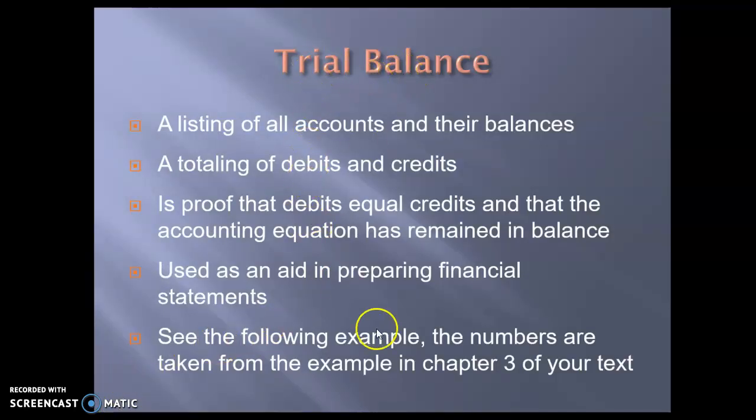So here's just a summary of what the trial balance is. It's a listing of all the accounts and their balances. It's a totaling of all the debit and credit balances. It's a proof that the debits equal the credits. If it doesn't, then you have a mistake in your ledger and you've got to go find it. Okay? And it's proof that the accounting equation is in balance.